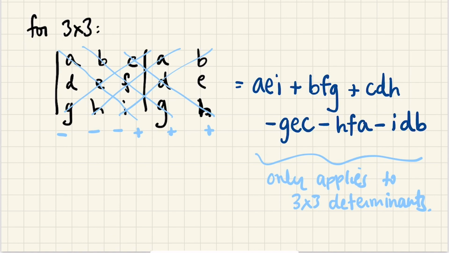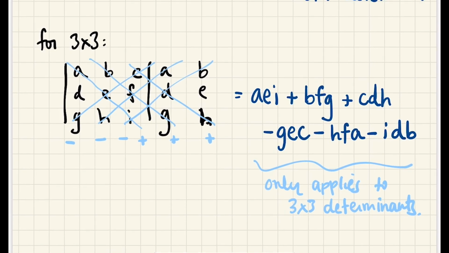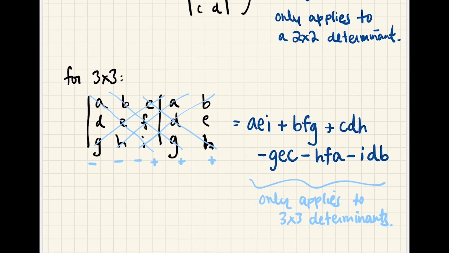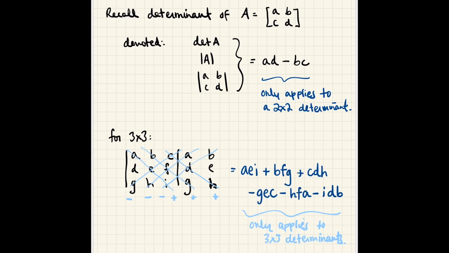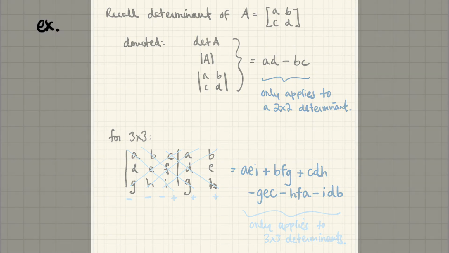There actually is a general process for finding the determinant of any n by n matrix, which is beyond the scope of this course. So you will see that if you take linear algebra. So we're only going to deal with 2x2 and 3x3 determinants, and we're going to use these shortcuts for each one. So let's calculate a couple of determinants really fast.